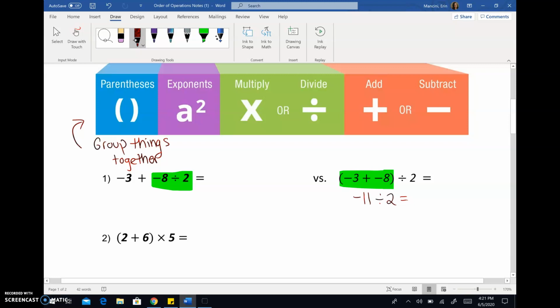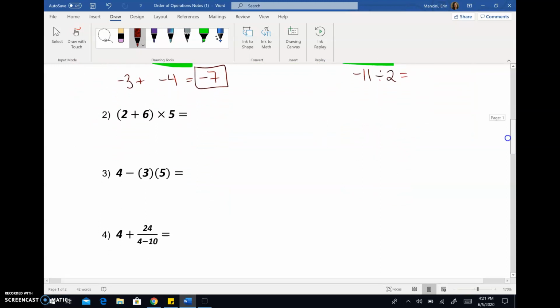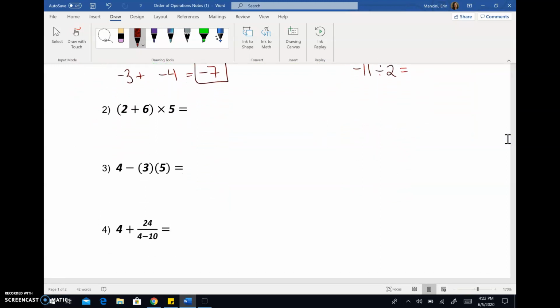Well, you have -$8. You share it with 2 people. Now everybody's in debt $4. Okay, then you could do the addition. This didn't change because I haven't done anything to it, but -3 plus -4. You're $3 in debt. You add $4 to your debt. You're now $7 in debt. Okay, so whether there's parentheses or no parentheses, you're still following this order. But if there are parentheses, you have to start with those. I'm going to leave number 2 for you to try on your own because it's very similar.